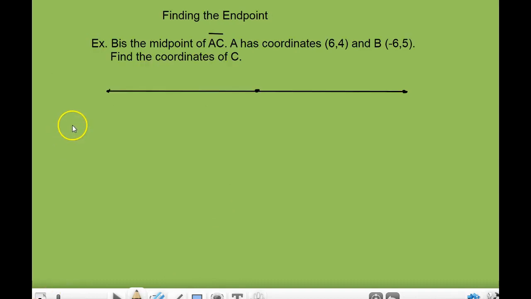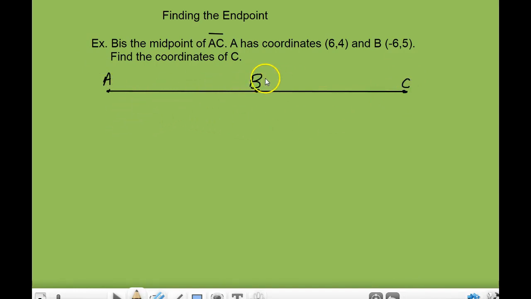Alright, the last page of notes for the day is finding the endpoint. So we still use the midpoint formula, but this time I'm going to give you an endpoint and the midpoint, and I'll have you find the other endpoint. So nothing's changed. Like here it says B is the midpoint of segment AC, so I'll label it up here this time. So here's point B, that's the midpoint, and this is segment AC.